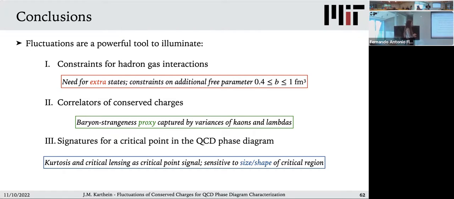In the correlated conserved charges, we saw that the baryon strangeness correlation is actually mostly made up of self-particle correlations, so the variances of the lambdas. And for the critical point, we've seen that it matters what the size and shape of the critical region is as to how strong your signal will be. So with that, thank you.